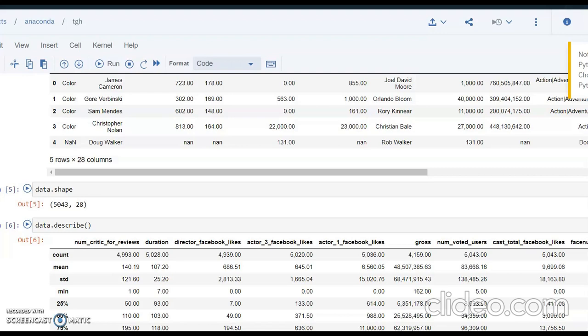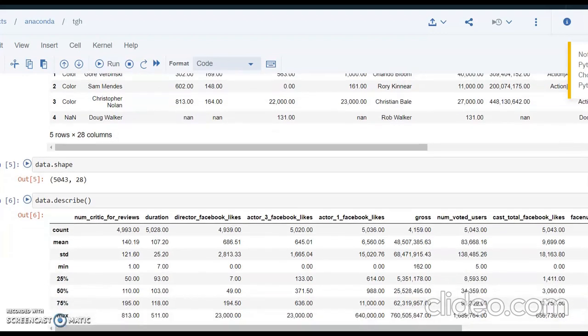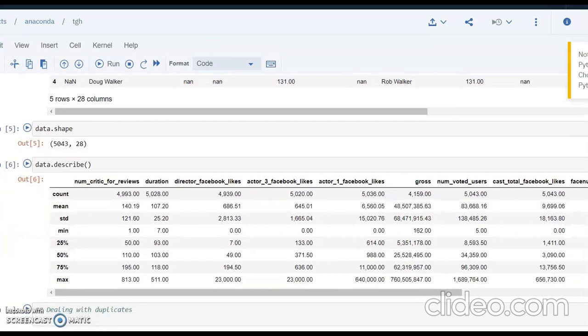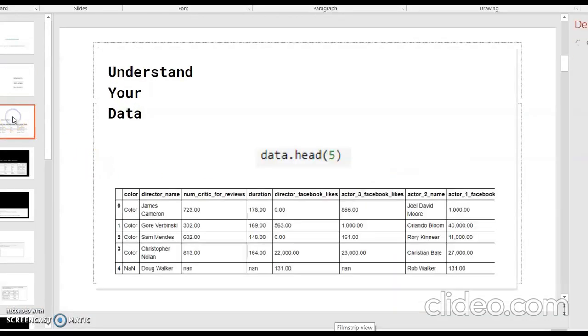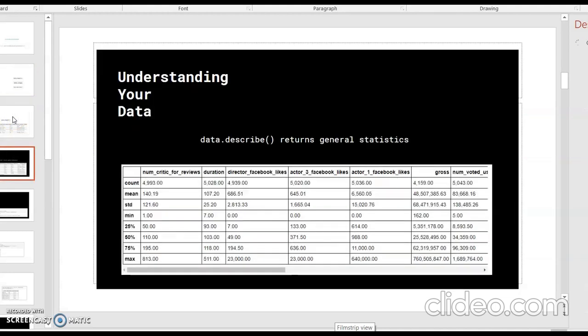I'm pretty sure that other companies like Google probably have millions of columns and rows of data, but this is the data set that IMDb gave us, and we use the data.describe function to see what these rows and columns are. So we're analyzing our data with all 3 of these functions. As I said, the data.head function shows the first 5 rows, and then data.describe returns general statistics about your data.